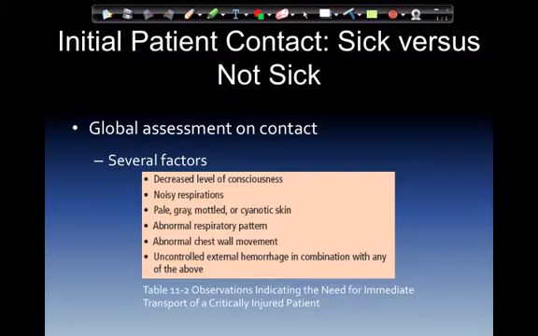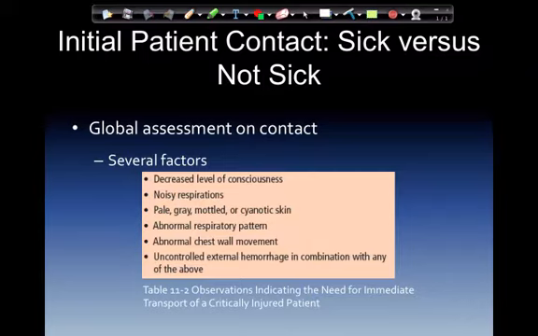Initial patient contact. We should get an initial impression, sick or not sick. Global assessment on the contact. Several factors affect this. If any of these factors are seen: decreased level of consciousness, noisy respirations, pale gray mottled cyanotic skin, abnormal respiratory pattern, abnormal chest wall movement, uncontrolled external hemorrhage, or any combination of the above, they would get the global stamp of sick.